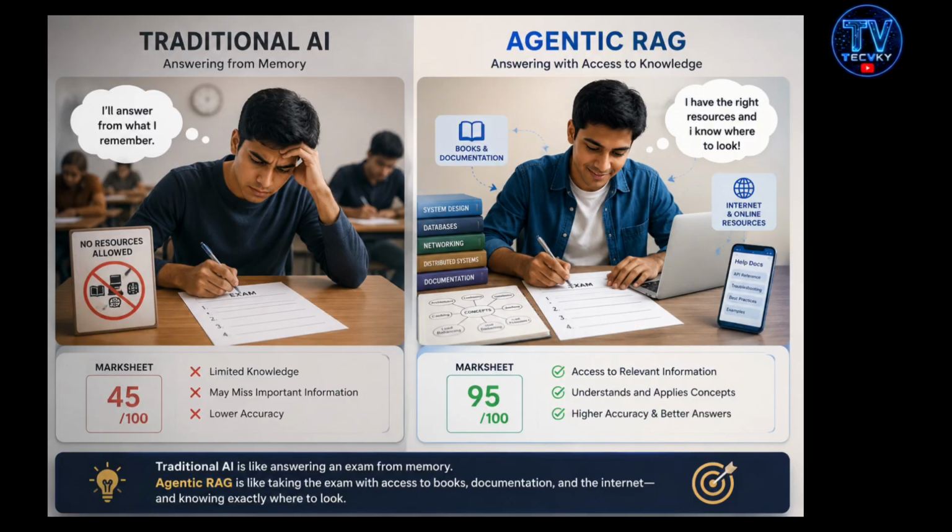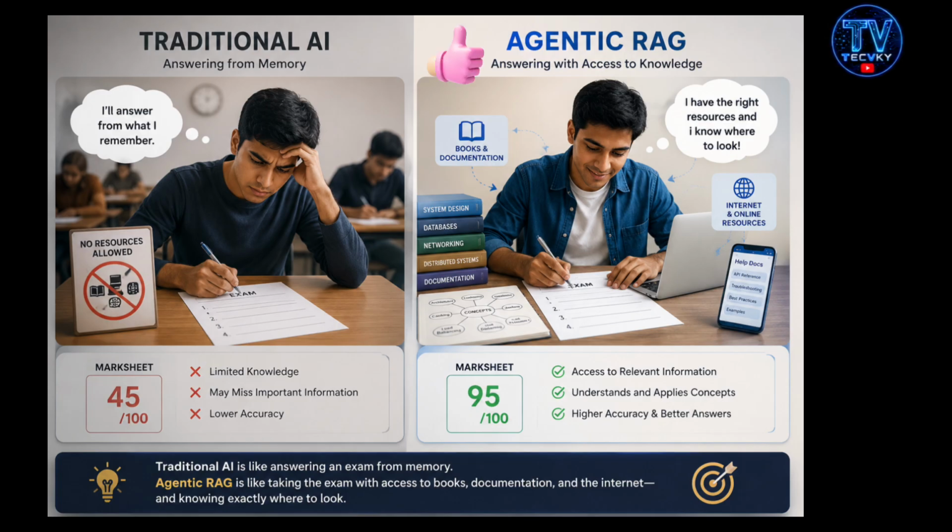Traditional LLM versus agentic RAG. Traditional models answer from memory. Agentic RAG answers using fresh information. Traditional AI is like answering an exam from memory. You are sitting in the exam, and whatever you have prepared and have in your memory, you are writing your answers. But agentic RAG is like taking the exam with access to books, documentation, and the internet, and knowing exactly where to look. So you can understand the difference. You are not only answering from memory, you are using the current information.